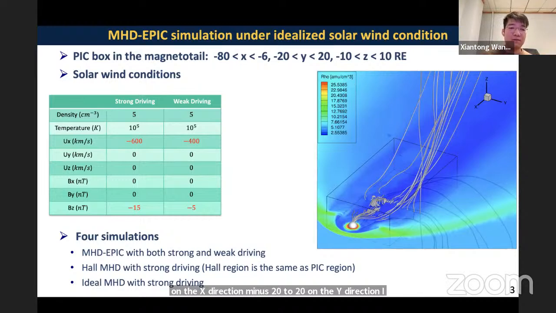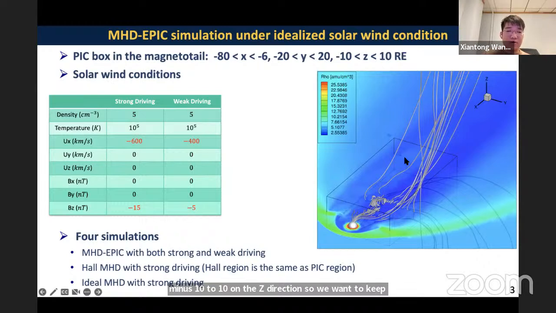So we want to keep everything as clear as possible, really to isolate the actual features of the sawtooth oscillations. And here you see a 3D plot of the magnetosphere, and the black box here shows the PEAK box, and you can see magnetic field lines in the tail, and you see flux ropes they're generating in the magnetotail.